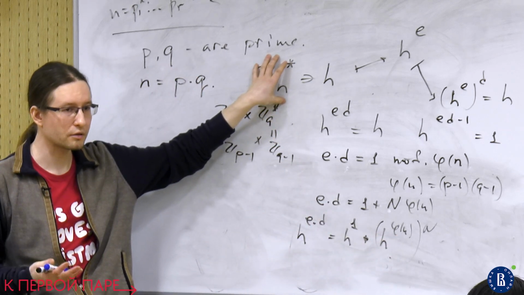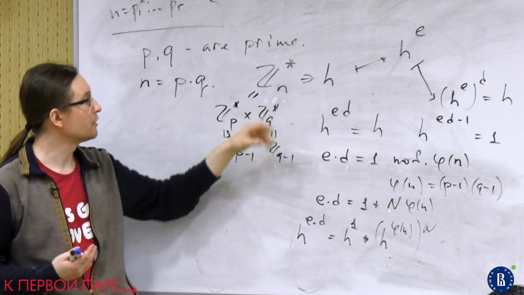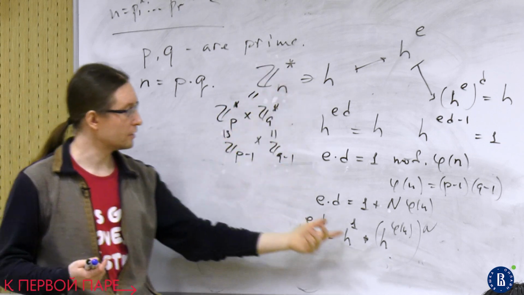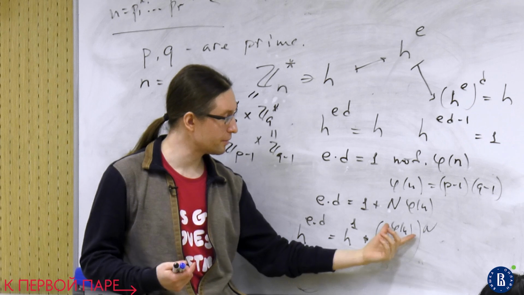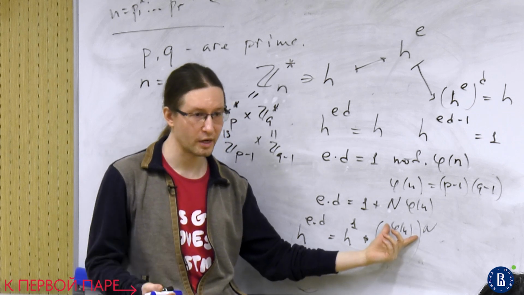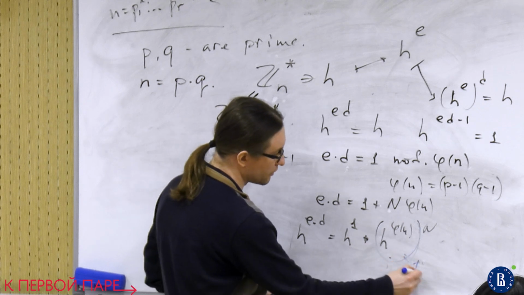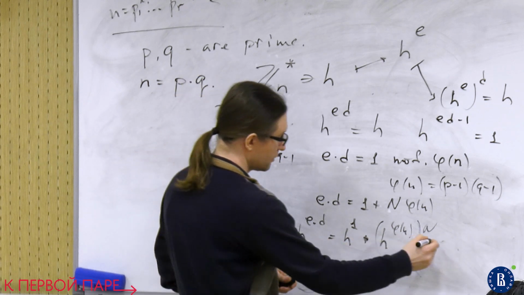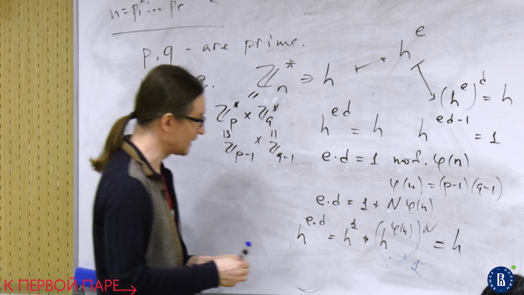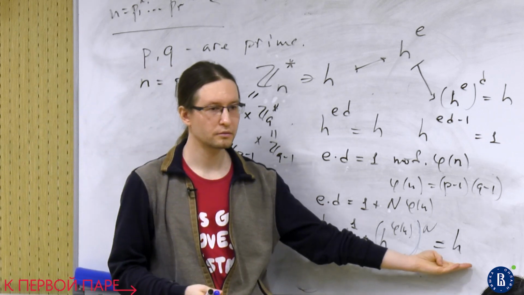By the corollary of the Lagrange theorem, we know if you have an element of the group, and if you raise this element to the power of the size of the group, you will get 1. So this thing here is just the neutral element. So that's why the result will be H. So exactly what we wanted.